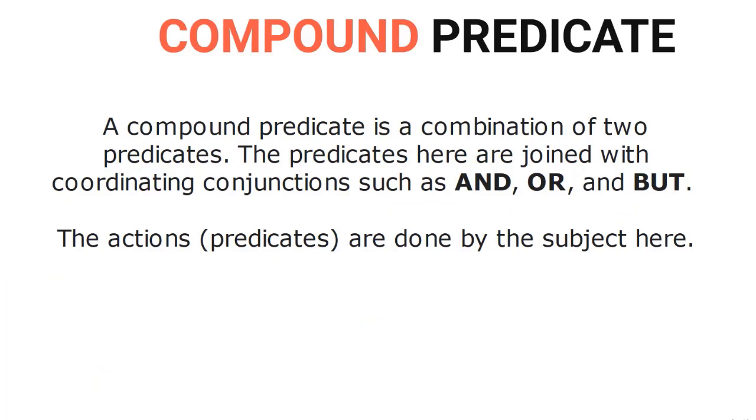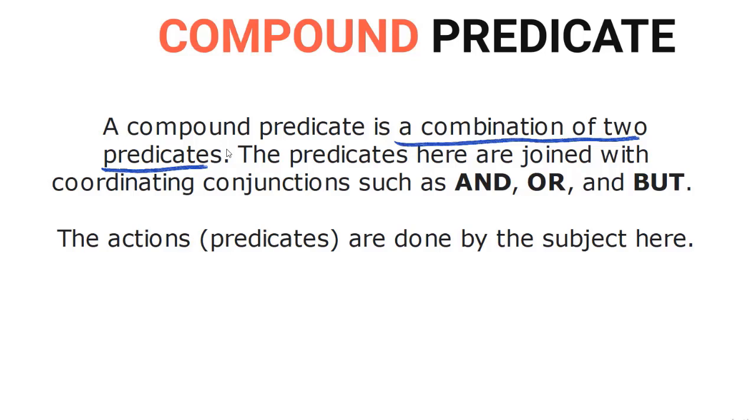Compound predicate. What is a compound predicate? A compound predicate is a combination of two predicates. Very important to note. This is a combination of two predicates. When you have two predicates, two verbs shared by the same subject, that means one person doing two things, you are talking about somebody performing two actions, you use a compound predicate. Instead of writing two different sentences, you just write one sentence with two predicates. And the combination of those predicates is called a compound predicate, right?